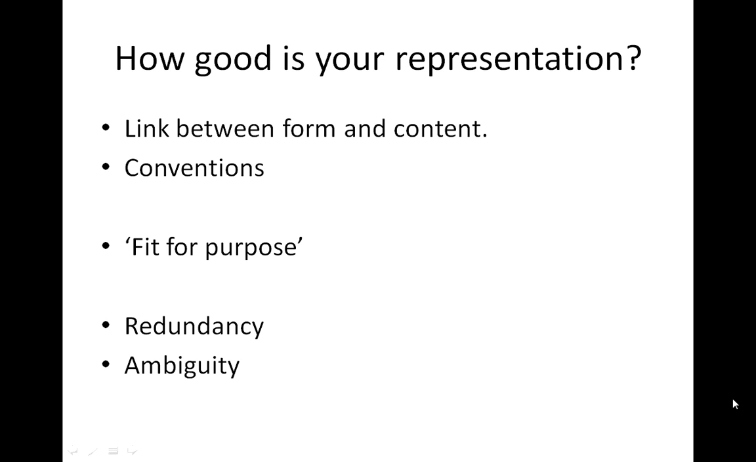Related to this is that your representation must be fit for purpose. So it needs to include all of the details that you need to get your meaning across, but not too much information, as otherwise you're going to distract from the meaning that you're trying to get across to the person looking at it. Relating to this is redundancy and ambiguity as well. If you have a lot of redundant data, so a lot of extra stuff in your representation, it's going to distract from what you're trying to get across.